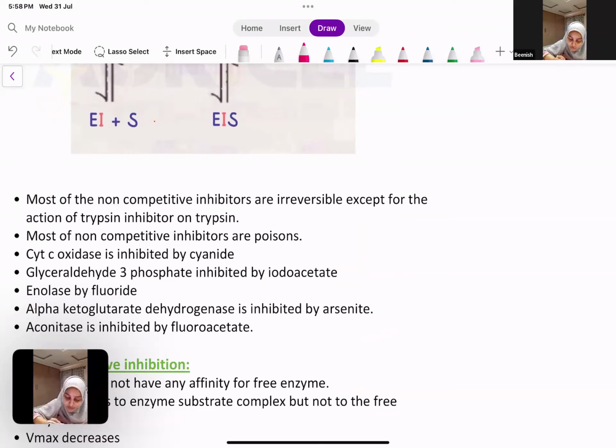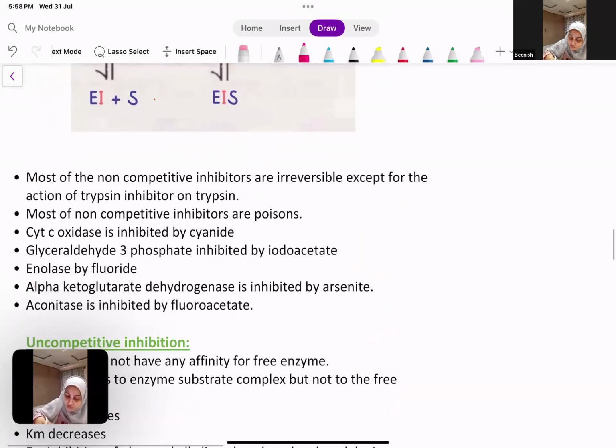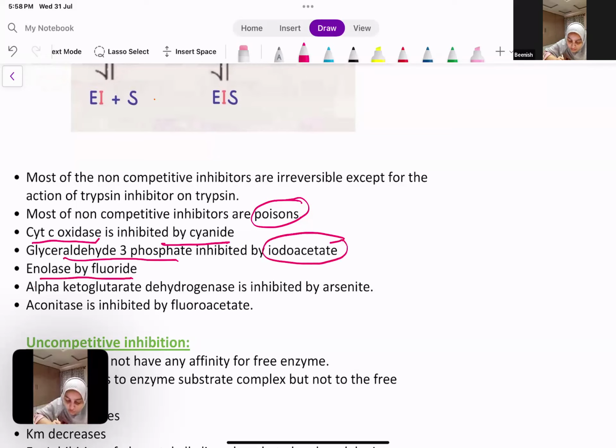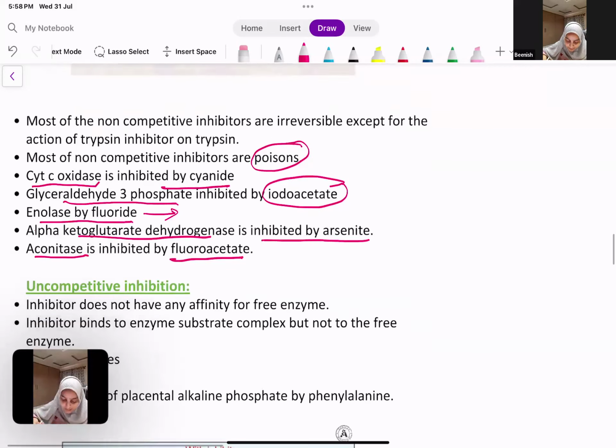Now, some of the examples of non-competitive inhibitors, most of them are poisons. Your cytochrome C oxidase is inhibited by cyanide. That is one example. Glyceraldehyde 3-phosphate dehydrogenase is inhibited by iodoacetate. We've studied this in glycolysis. Enolase is inhibited by fluoride. Again, we've studied this in glycolysis. Alpha ketoglutarate dehydrogenase is inhibited by arsenite. We've studied this in TCA. Aconitase is inhibited by fluoroacetate. Again, we've studied this in TCA.